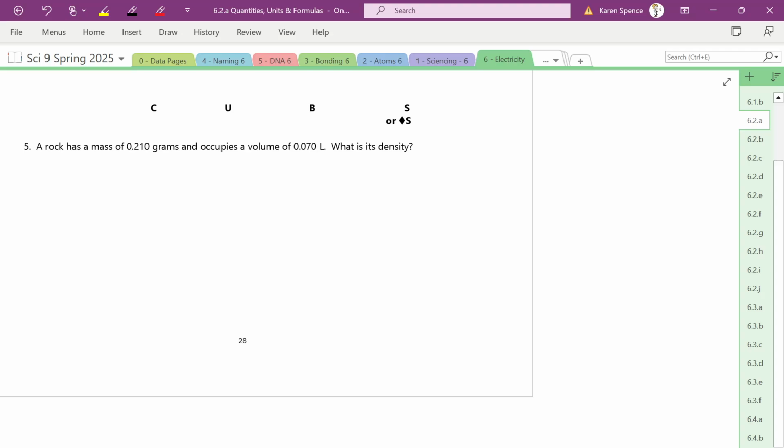Okay, so for G, G you've actually already done. I just wasn't sure you'd be able to see it, so I put it side by side. You've already done that, and you just substitute. So before you write D equals that over that, you're going to write D equals M over V. Okay, and then you're going to substitute.